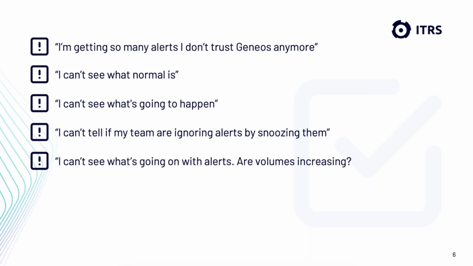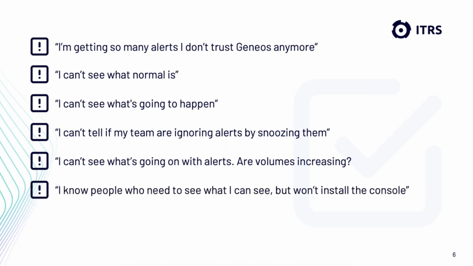And relating to this snoozing and not knowing whether you trust Geneos anymore, it's really hard to see what's going on with those alerts. Are your volumes increasing, decreasing? Are there noisy applications or dodgy rules? You can get this information out of the database, but it's quite hard to do. You end up having to stitch stuff together, which means you don't do it. So you don't really know what's going on with your alerts.